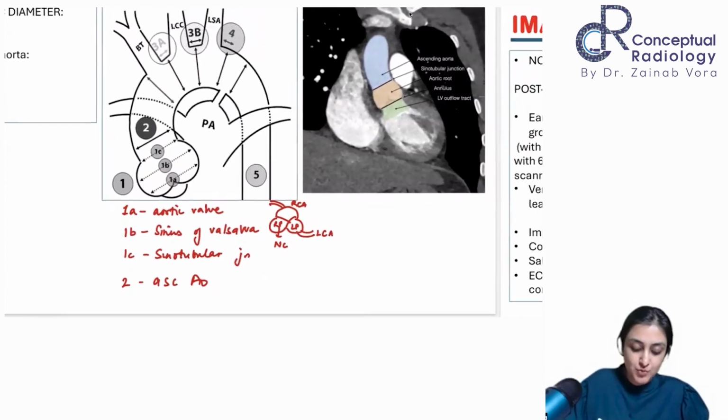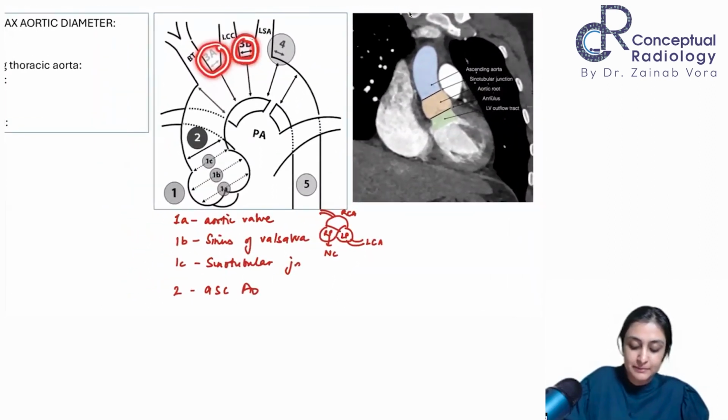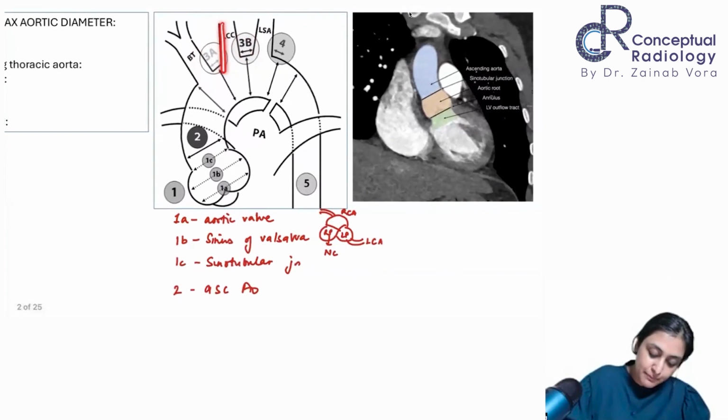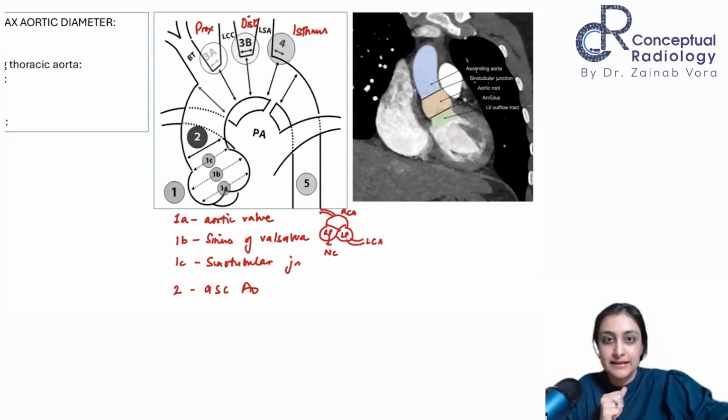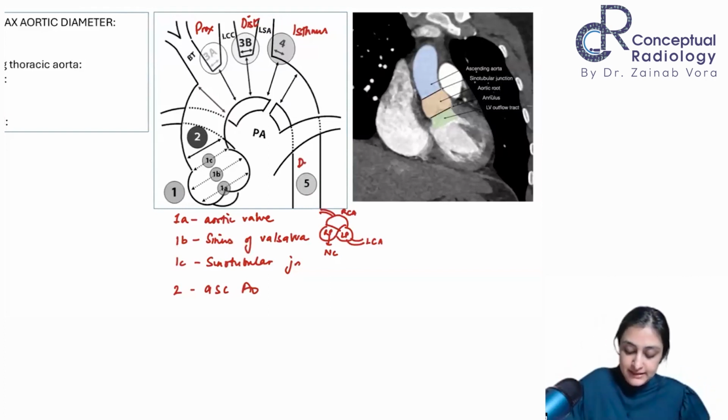Then we have the arch. Within the arch, we have 3A and 3B. So basically 3A is the proximal arch, up till the origin of the left coronary artery. Up till the origin of the left subclavian is the distal arch. And then this is the part we call the isthmus, right? So these are the 3 parts of the aortic arch: proximal arch, distal arch, and the level of the isthmus of the arch. So this is how we divide the aortic arch into 3 parts. And then 5 is obviously the descending thoracic aorta. Okay, so this is the anatomy.